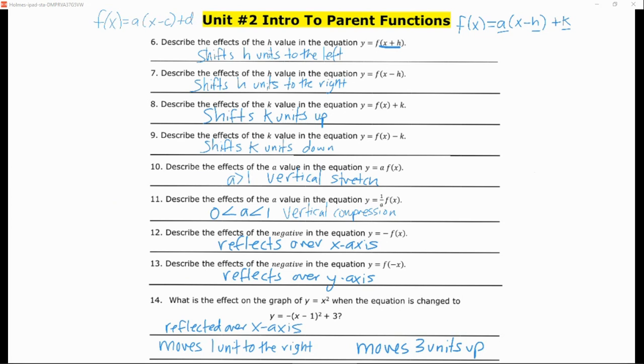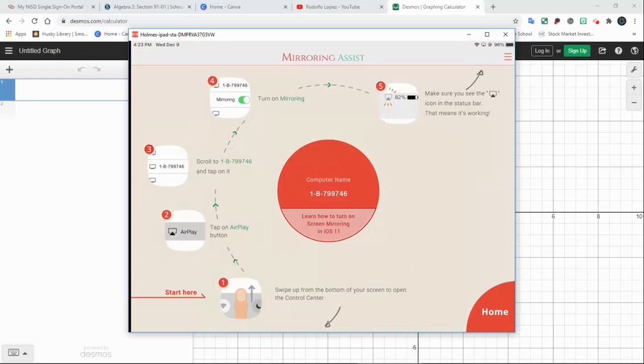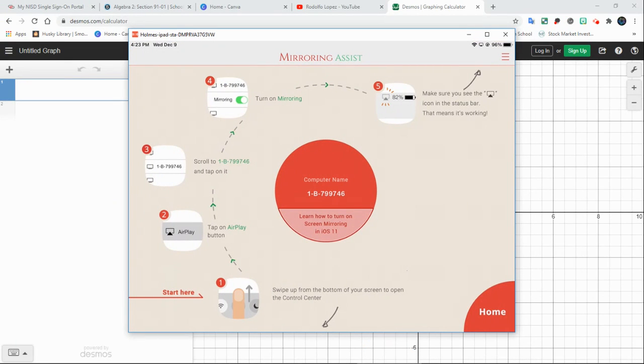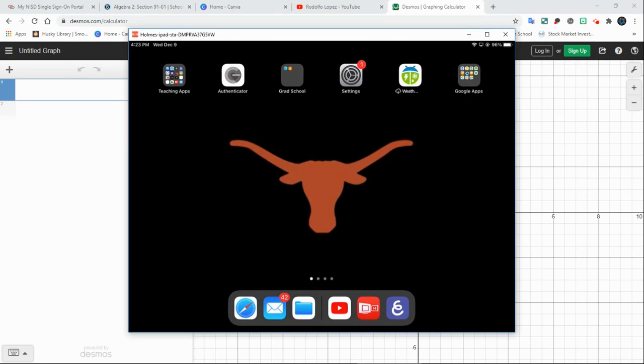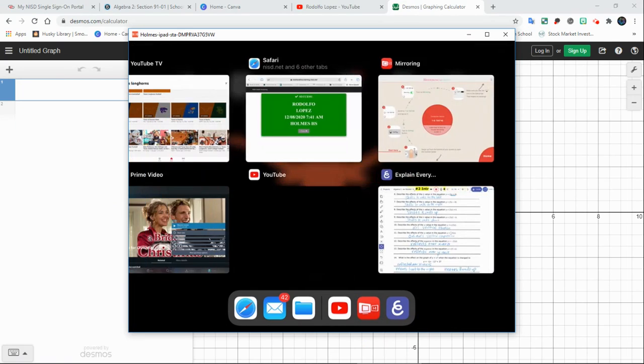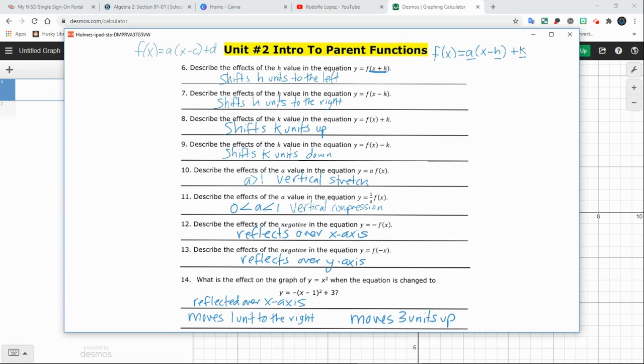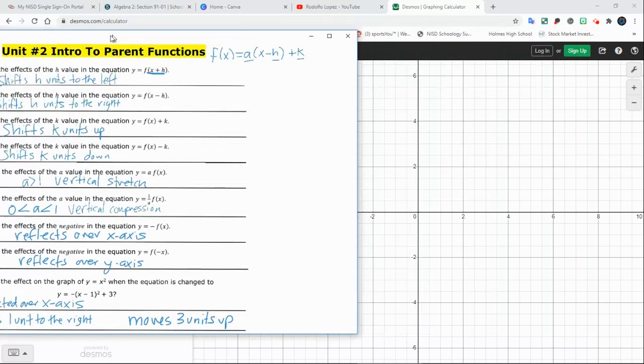Now, we're comparing it to the parent function. The parent function is x squared. So how is this function changing this one? And it's going to do this right here. Let me show you guys real quick. I'm going to pull it here to the side. Let's graph this on Desmos real quick.